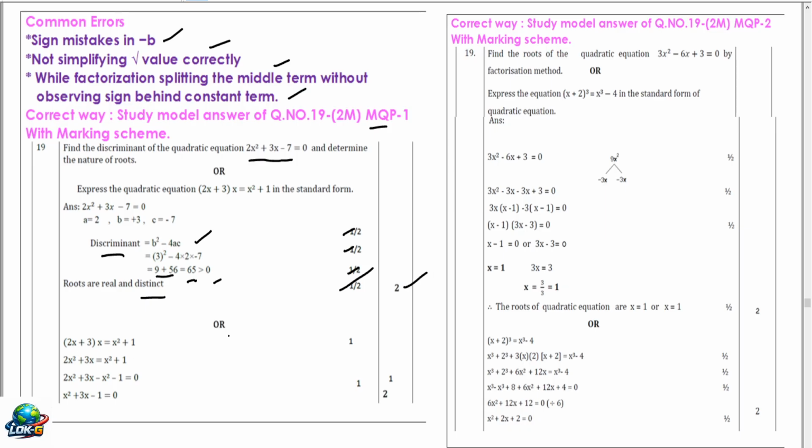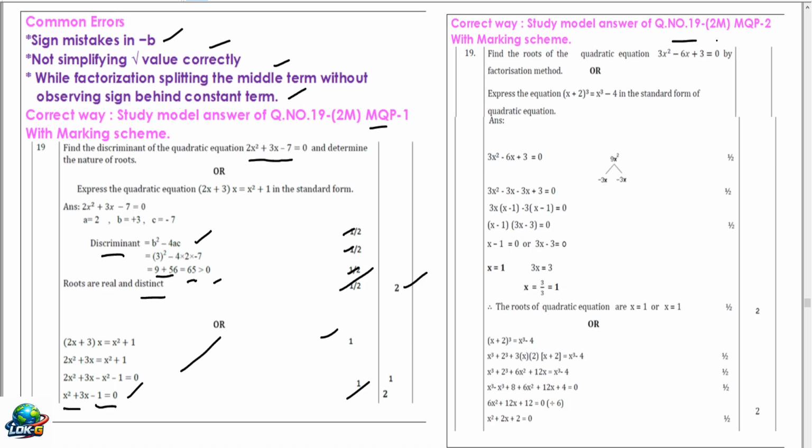And write it in the standard form. Easier question than the first part. Okay, 2x into x is 2x square, 3 into x is 3x, x square plus 1. Take x square to the left: 2x square plus 3x minus x square minus 1 is equal to 0. 2x square minus x square is x square plus 3x minus 1 equals 0. For this you will get 1 mark, very easy.